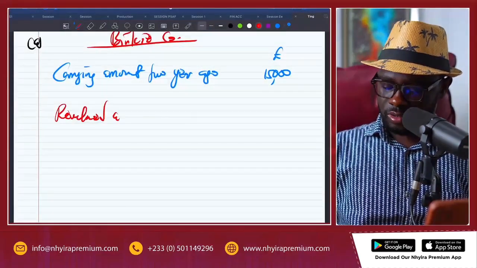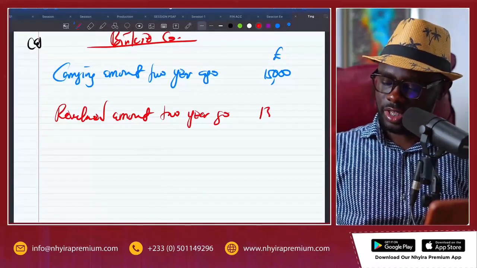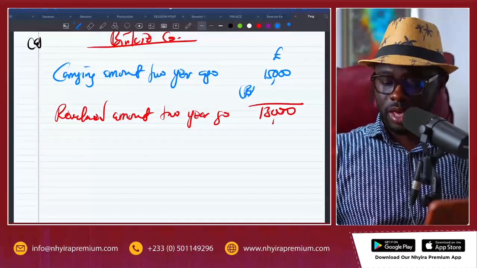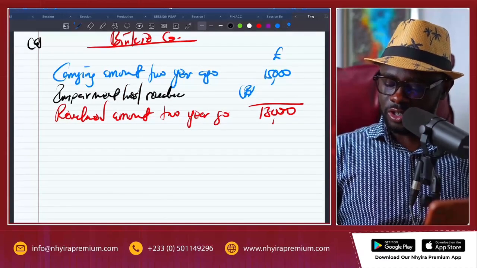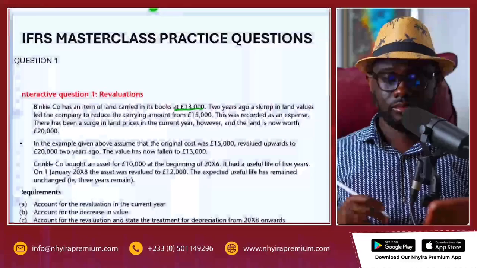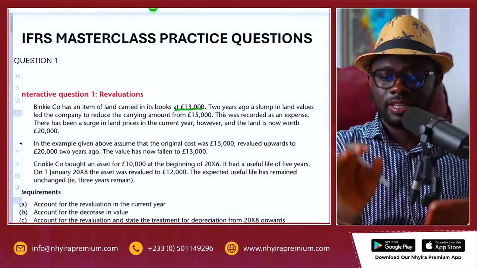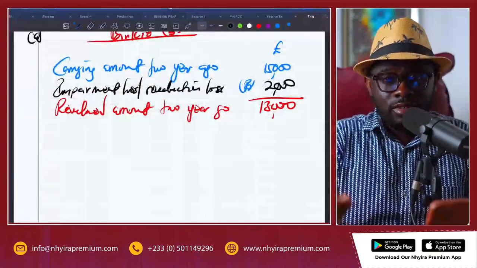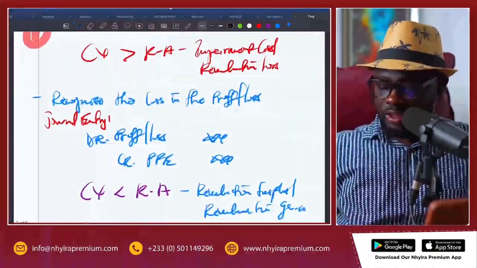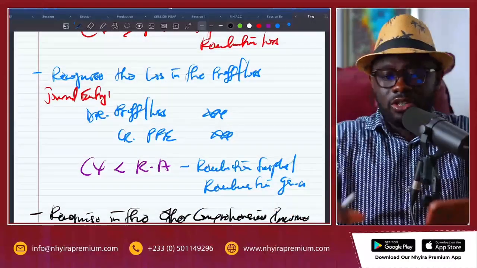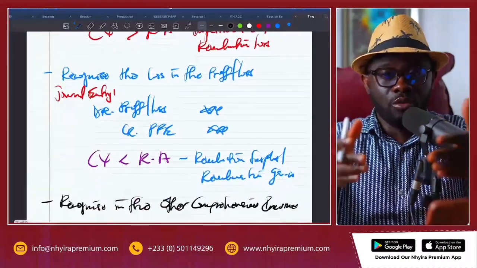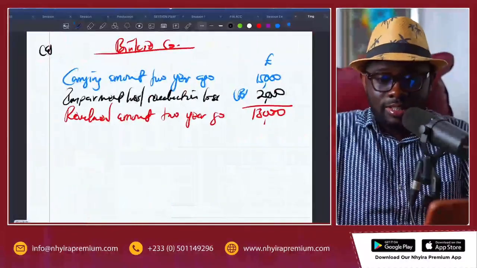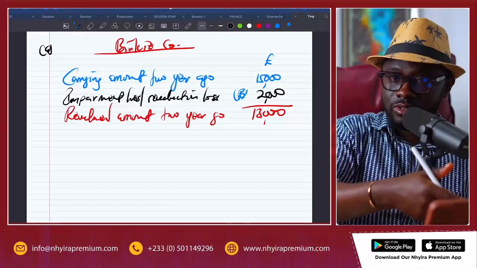So the revalued amount 2 years ago is 13,000. So it means that the land suffered an impairment, or if you want, a revaluation loss, of £2,000. Stay with me. And they said this was recorded as an expense. Yes, because that's what we just said: if we revalue the asset for the first time and it results in a loss, what do we do? We take it to the P&L account. So they've done the right thing, taking that 2,000 to the P&L account.